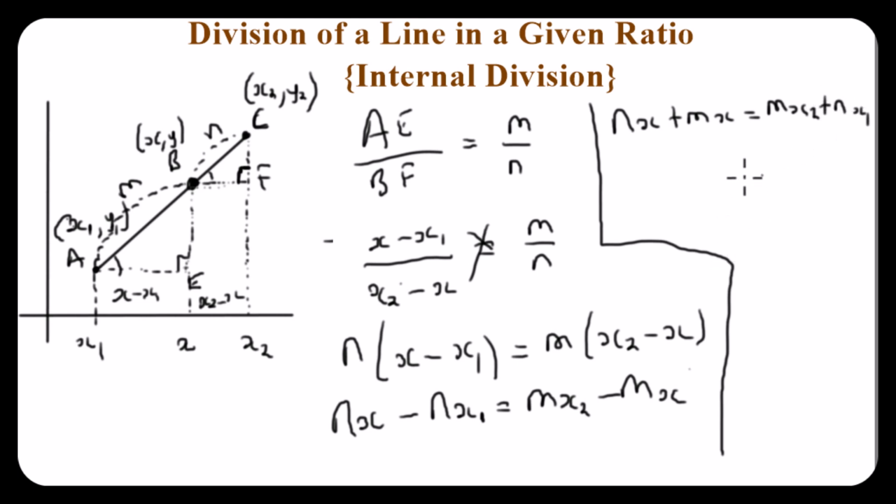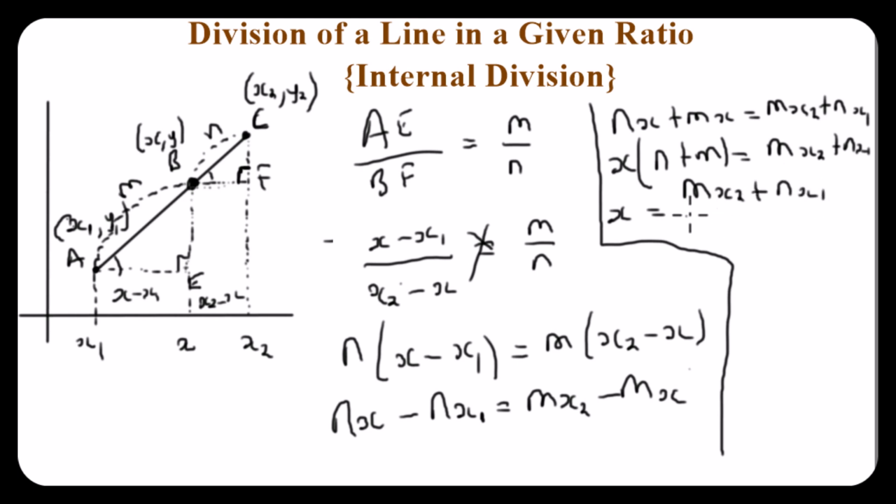You can see that I'm seeing x here, I'm seeing another x here, so I can try to factorize. So factorizing, we have x, and then this is n plus m, and this is equal to mx2 plus nx1. Finally, I can decide to divide both sides by n plus m, and I will be having x equal to mx2 plus nx1 over n plus m, but since addition is commutative, I can write it as m plus n.